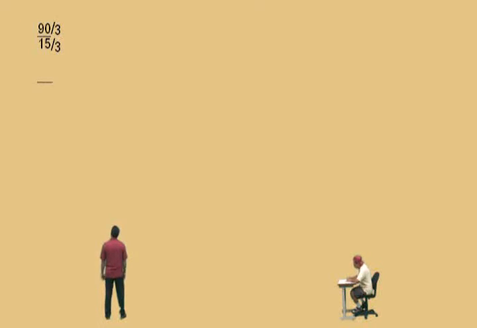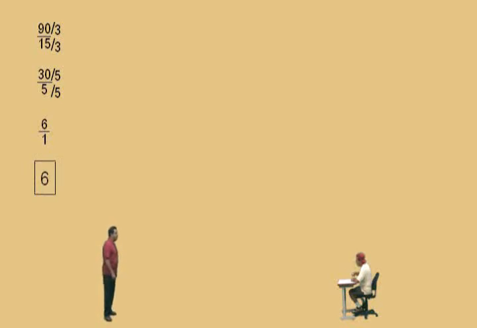So we notice a 3 divides evenly into both those numbers. Charlie, what's 90 divided by 3? 30. And 15 divided by 3? 5. Very nice, Charlie. Now, 30 over 5, what number divides evenly into both those? 5. Now, what's 30 divided by 5? 6, because 6 times 5 is 30. What's 5 divided by 5? 1, because 1 times 5 is 5. Now, Charlie, what's 6 divided by 1? 6. So this answer is 6.